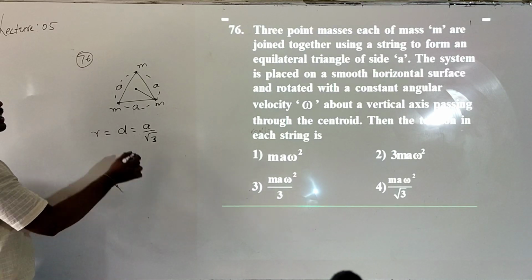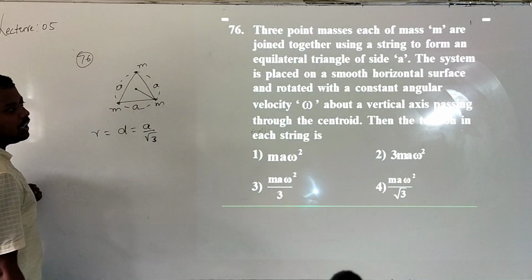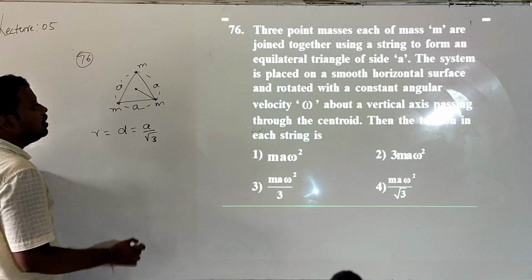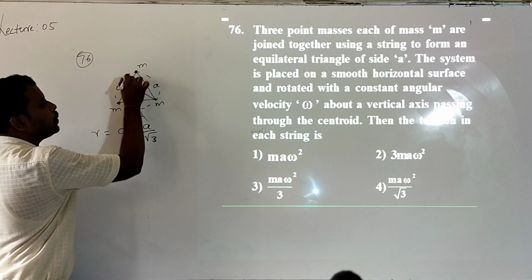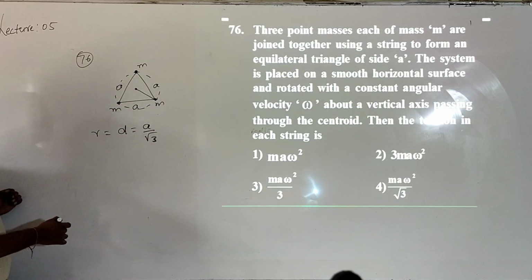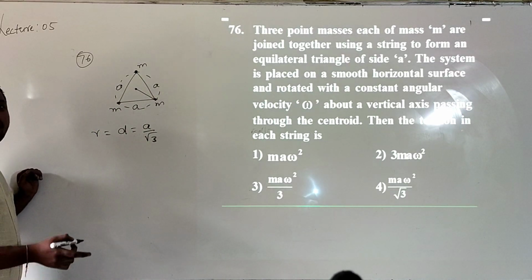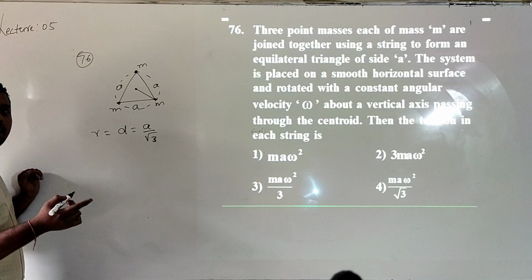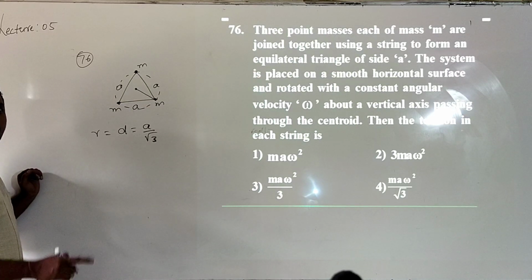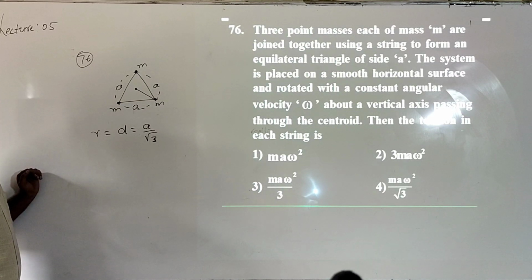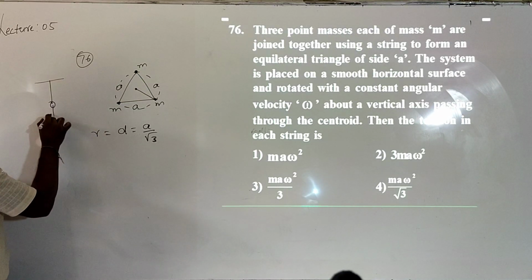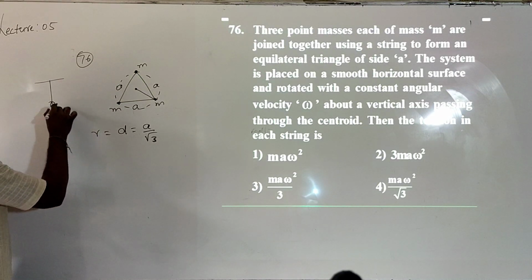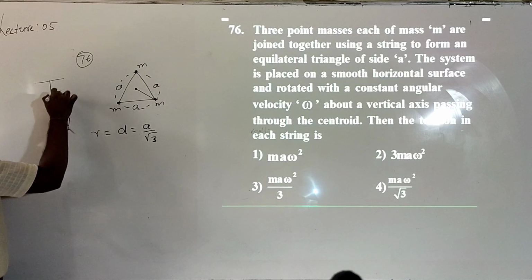Now what are they asking us to calculate? They are asking us to calculate the tension in the string. When they started rotating, the tension will provide the necessary centripetal force. To calculate the centripetal force, I want to calculate the net tension force. But remember always, whenever a body is suspended by a string, the total weight of the body acts vertically downwards, and tension will be away from the block.